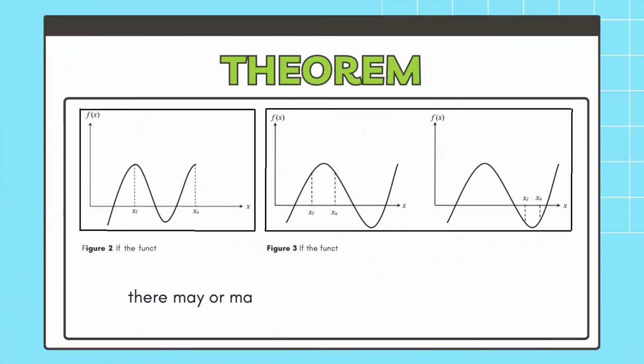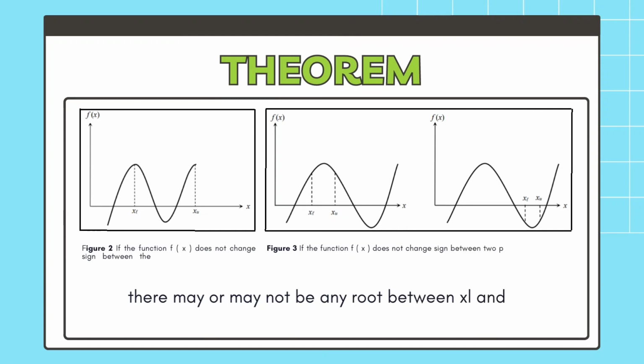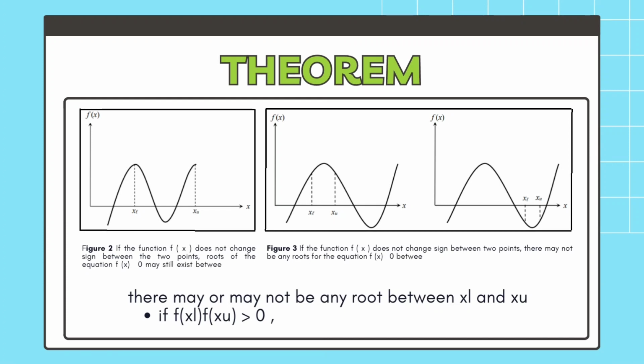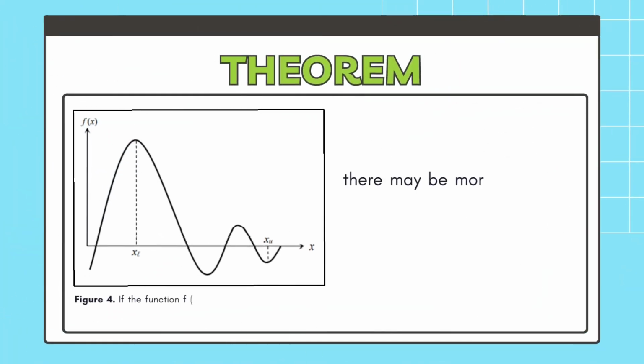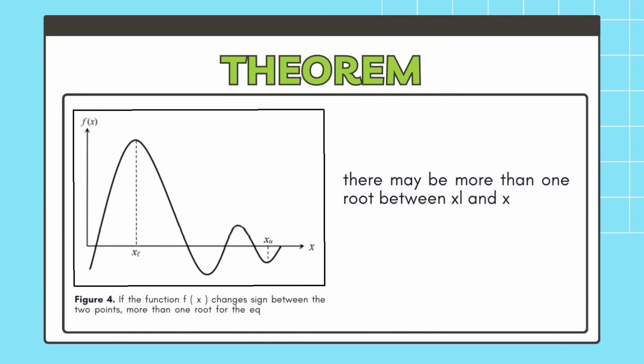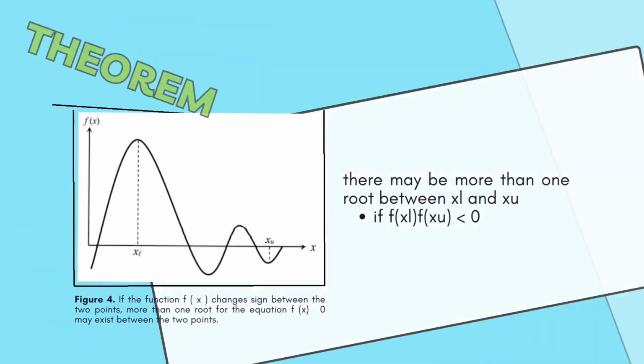Next, we can observe on figure 2 and figure 3 that the sign of the 2 points does not change. However, there may or may not be any root between XL and XU if the product of the function of XL and XU is greater than 0. Lastly, if the product of the function of XL and XU is less than 0 and the function changes sign between the 2 points, more than one root may exist.